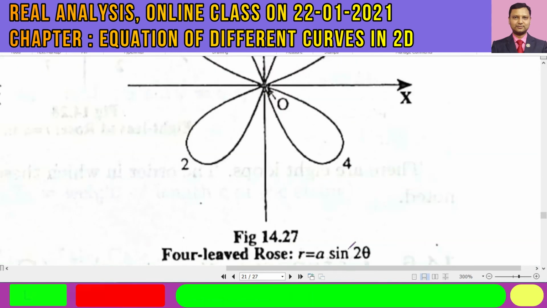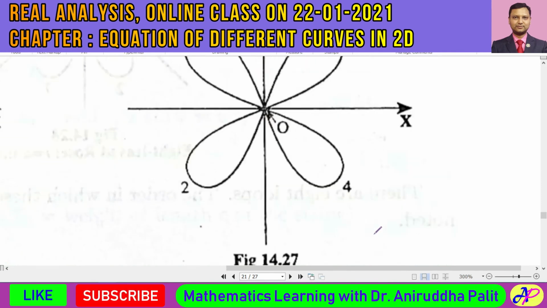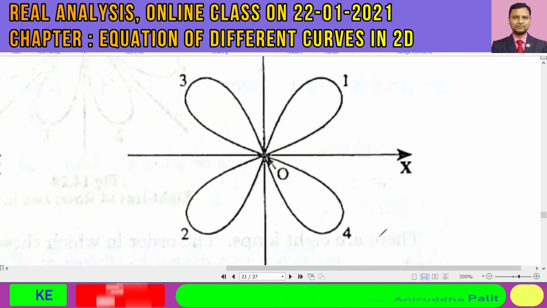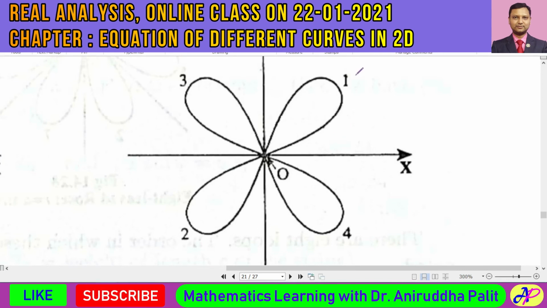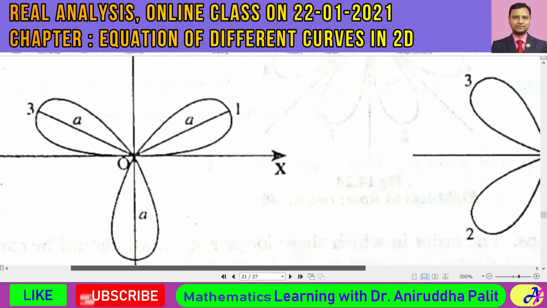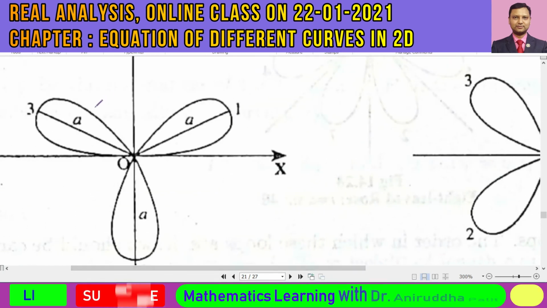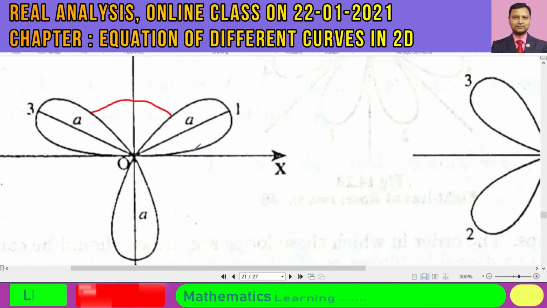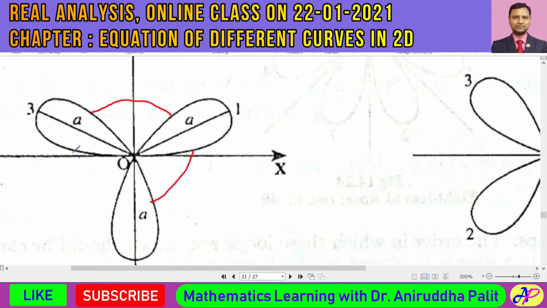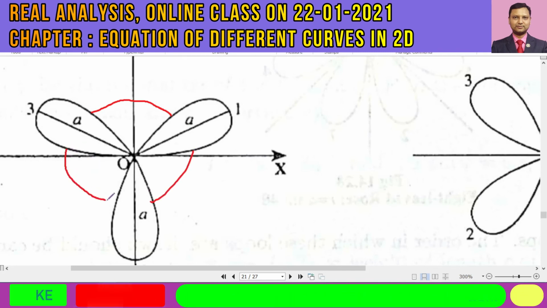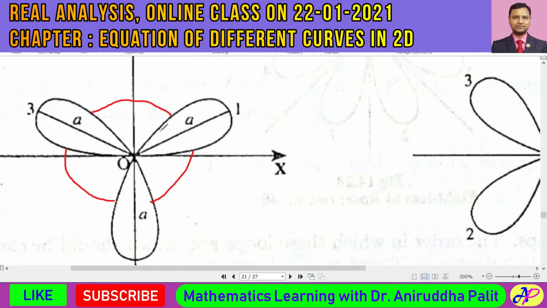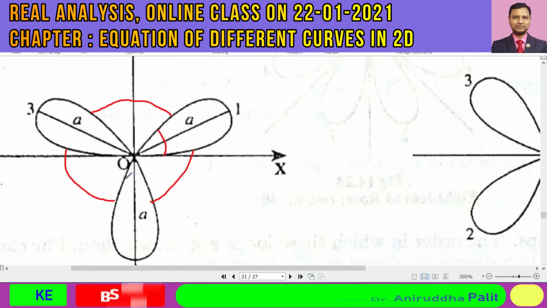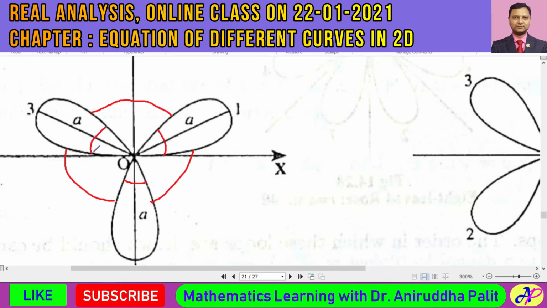In this kind of curve, r is equal to a sine of twice theta. You see, we have four different loops: 1, 2, 3, 4. In this curve, whichever you consider, you would observe that this total angle must be equal to the sum of this angle and this angle.